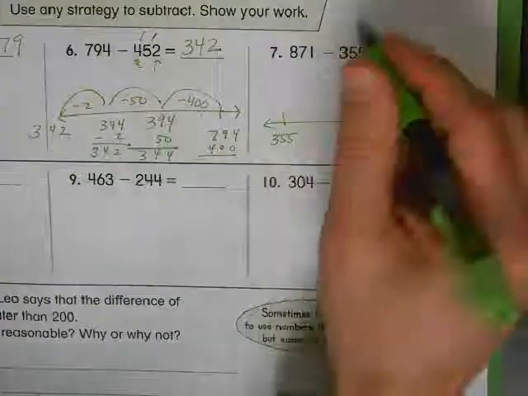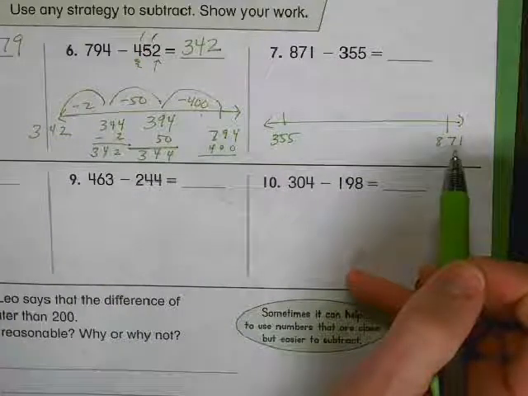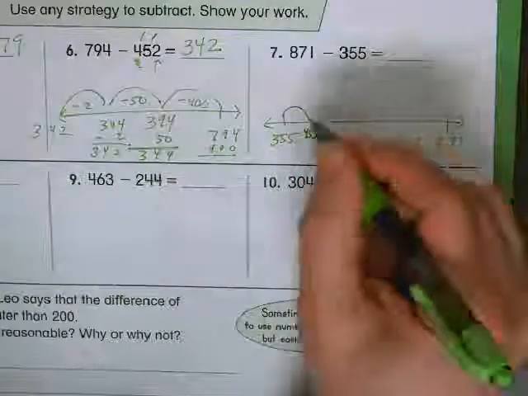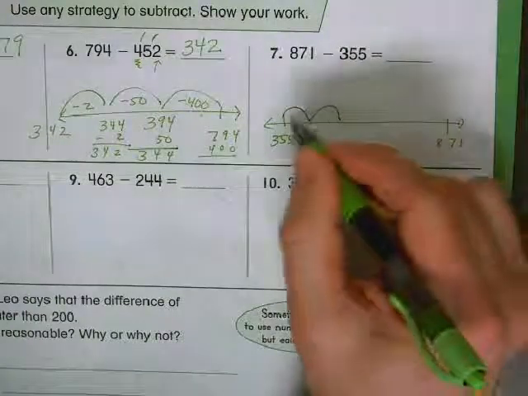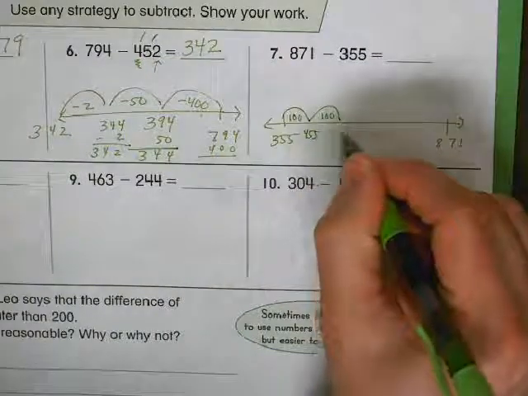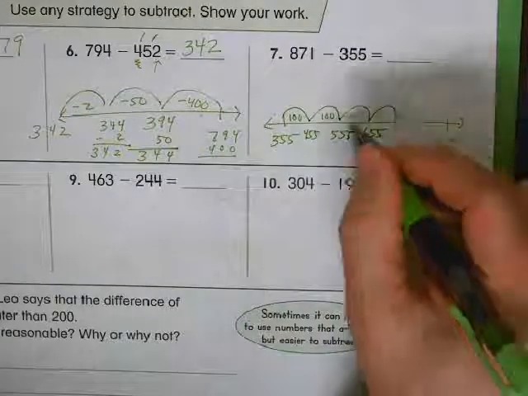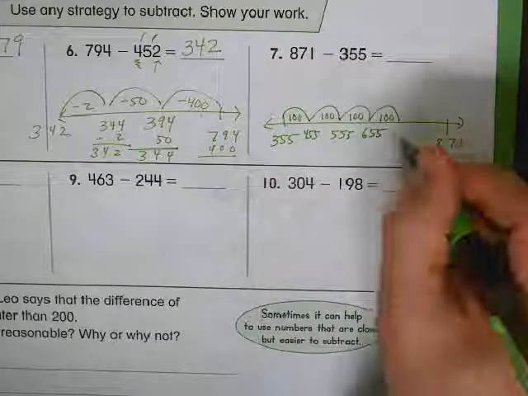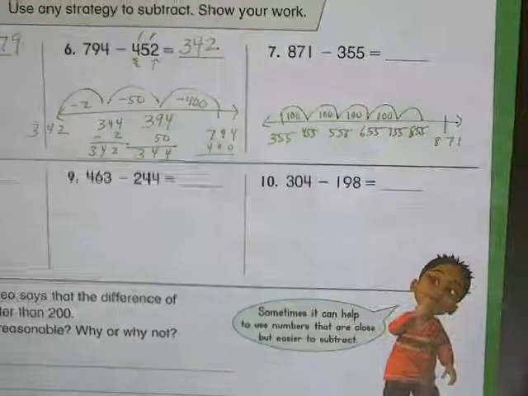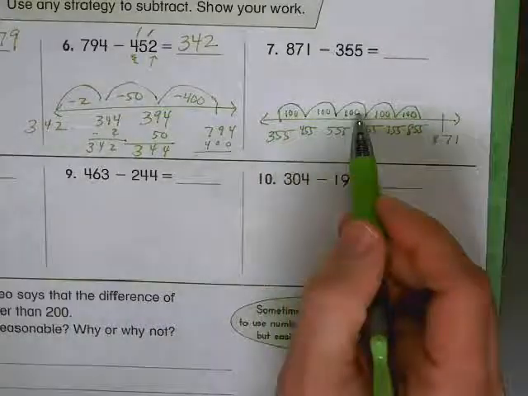Well, I'll start with the hundreds. We talked about this. How many hundreds is it going to take me to get from 355 to 8 or 9 hundred? Well, let's see. 100, 455, 200, 555, 300, 655, another 100, 755, and then last 100, 855. Ooh, don't have a lot of room left, do I? Should have maybe just gone 100, 200, 300, 400, 500.